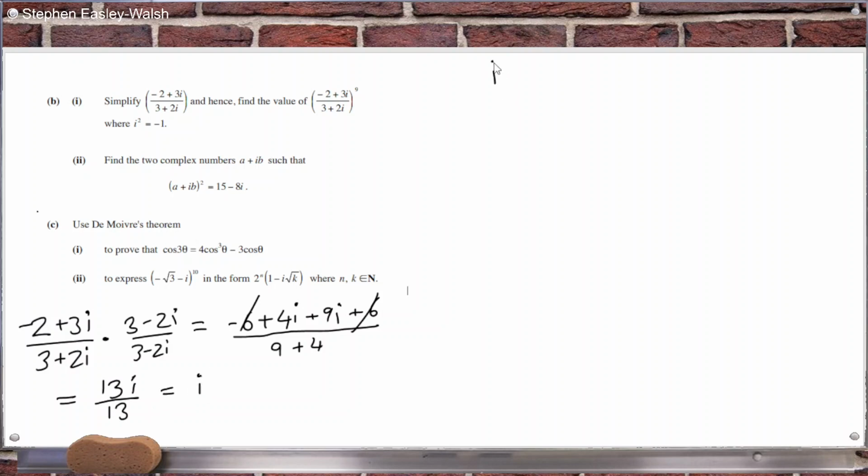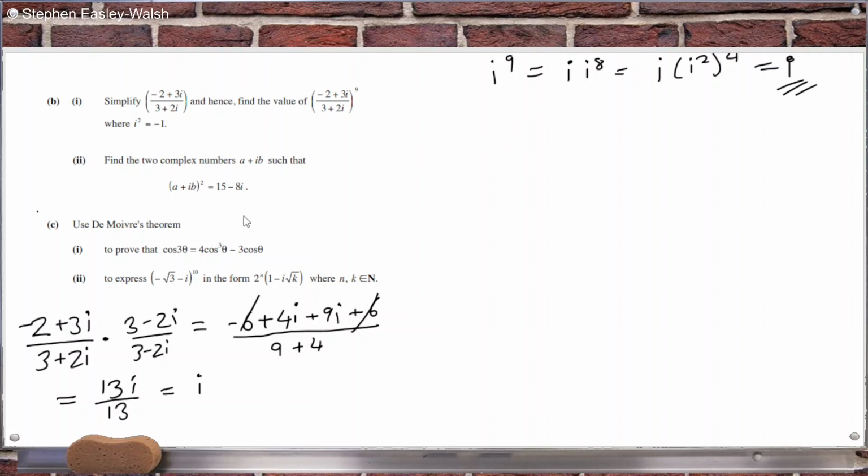So i power 9 is equal to i times i power 8, which is equal to i times i squared power 4. i squared is minus 1. Minus 1 to the power of 4 is 1. So you're just left with i then. So the answer then is just i, it would seem. Okay, that's the first part.